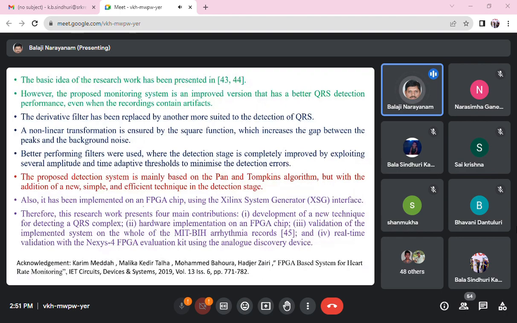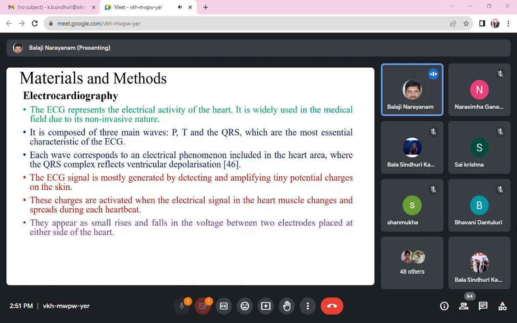So this is implemented using Xilinx System Generator. Okay, so let me go for that. So you have an ECG signal, and we have seen the P, T, Q, and QRS complex.